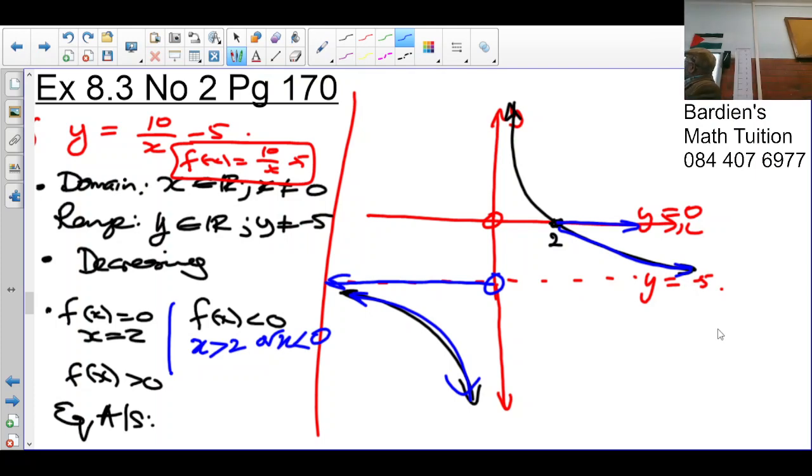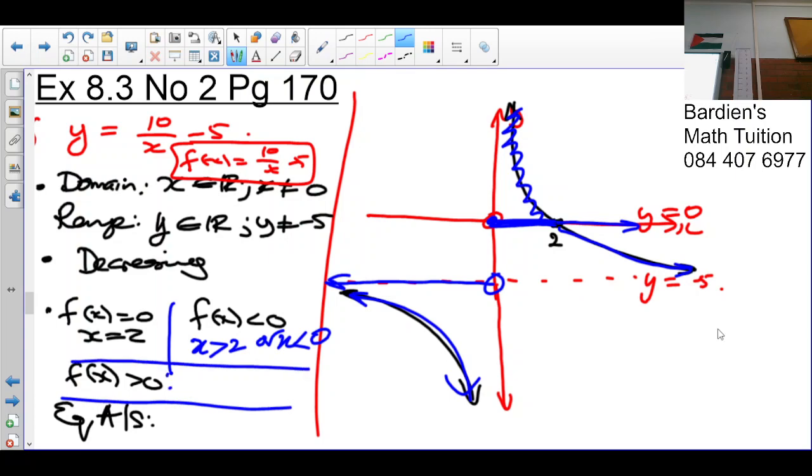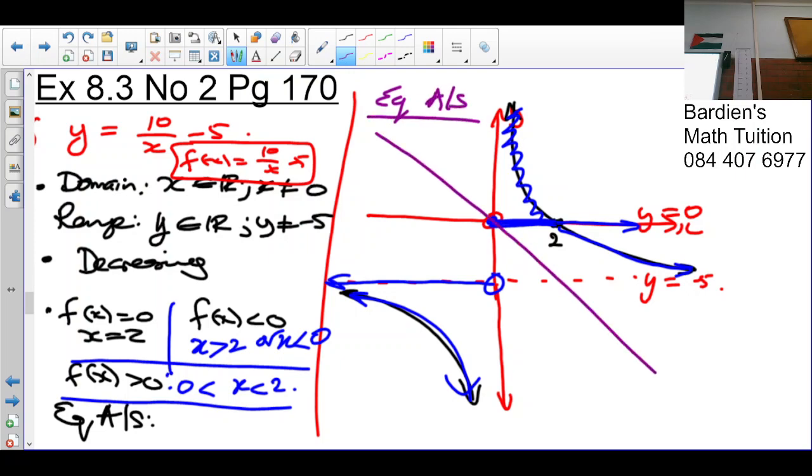Where is f of x more than 0? It is this part here of the graph, not so? So it's from 0 till 2. Can you see that, people? So here we'll have x is greater than 0 but less than 2. But the equation of the axis of symmetry, of course, that one graph is going through like that. And what's the equation of that line? Y is equal to minus x. And the one going through like that is y is equal to x. Those are the two equations for the axis of symmetry.